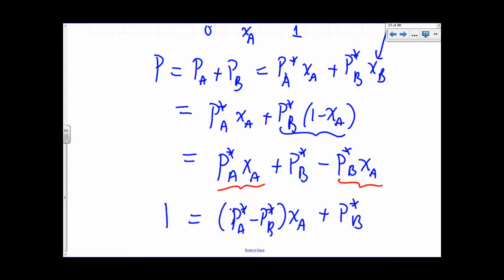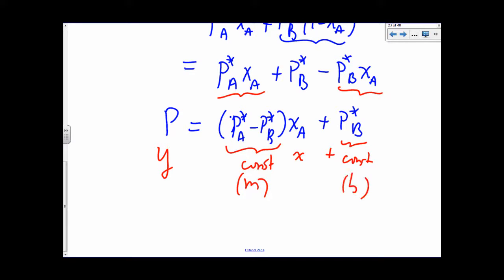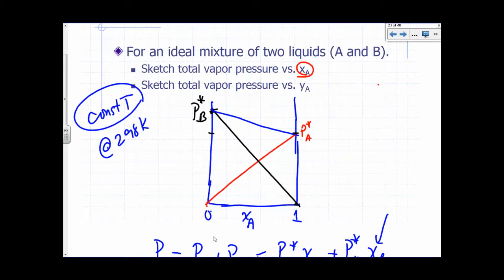And you'll notice here you have a variable equals a constant times another variable plus another constant. So this is your slope, and that's your y-intercept. So if you look at your graph, we can see that your y-intercept is P star B. That's your y-intercept right there for this line. P star B right here.